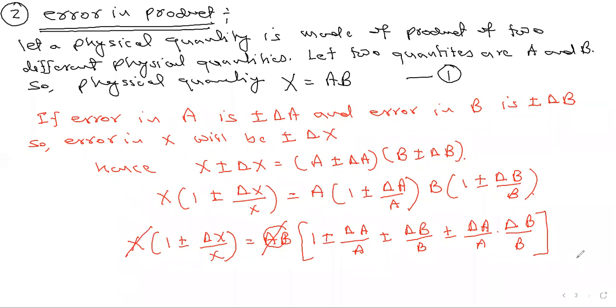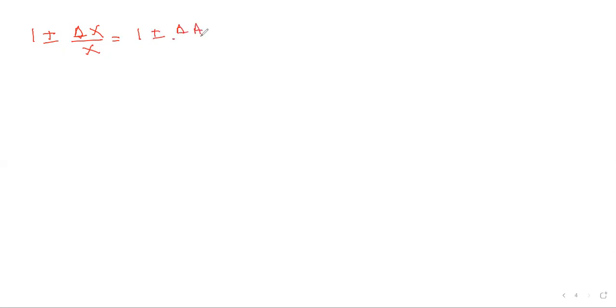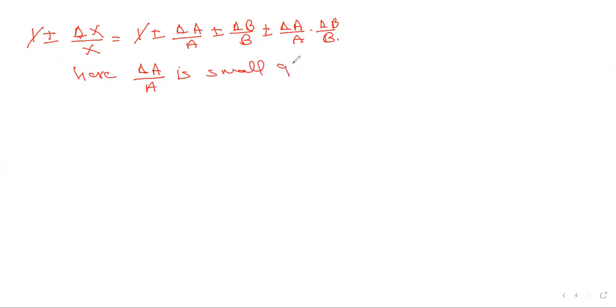Clear? So you are left with 1 plus minus delta X upon X equal to, and the result of the product, these are the 4 steps: 1 plus minus delta A upon A plus minus delta B upon B plus minus delta A upon A into delta B upon B. And now you see what I am saying, delta A upon A. If you remember, this is a very small quantity. Here, delta A upon A is a small quantity. Delta B upon B is also a small quantity.